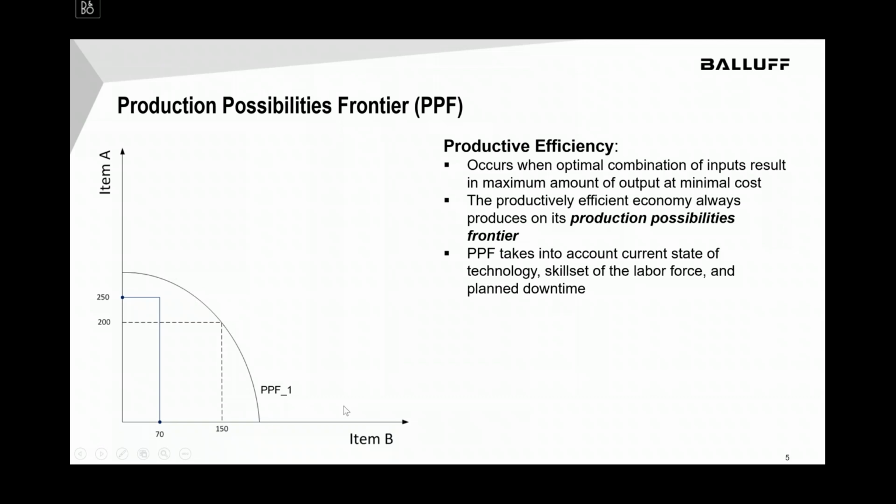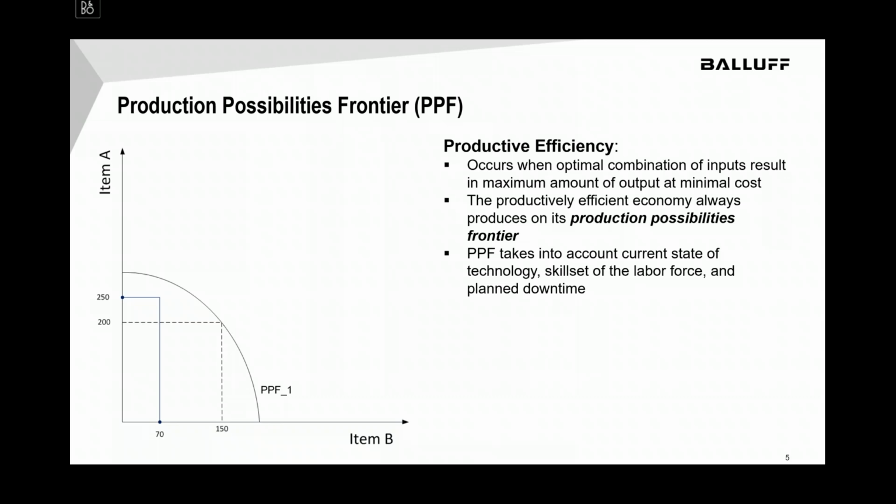To calculate this production possibilities frontier, they take into account the preventative maintenance time, the current technology levels, the current level of the labor force, their education or their skill set, and all that goes into calculating what is the maximum efficiency that a company can produce at. And this is called the production possibilities frontier.